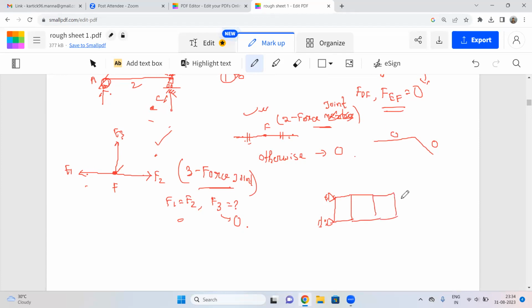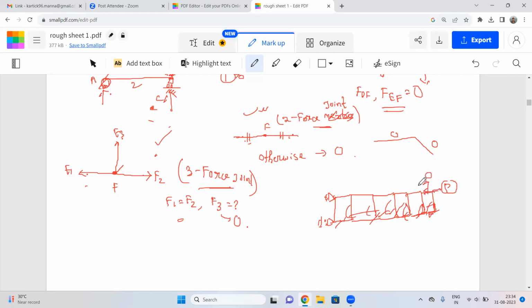Then it is gone in this way. Here one force is there. So for this section also you can find out these things are not parallel. So this is 0, these two are 0, then these two are 0, these two are 0, similar conditions. So you can find out all these things are 0, but here you have P force.